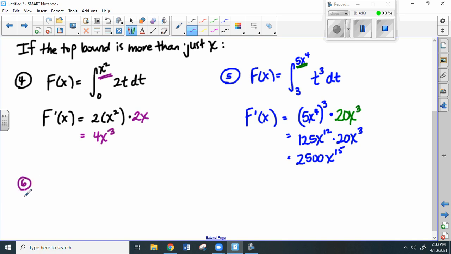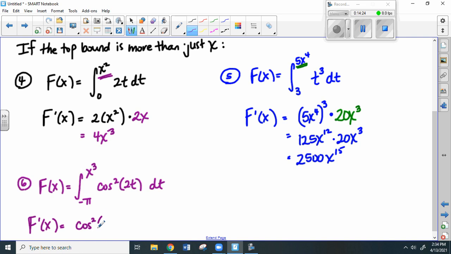good on this. All right, so let's say f of x equals the integral from negative pi to x cubed of cosine squared of 2t dt. Okay, and again, I am asking you to find the derivative. All right, so all you're doing is plugging in x cubed in place of t, but then you have to multiply the whole thing by the derivative of x cubed.